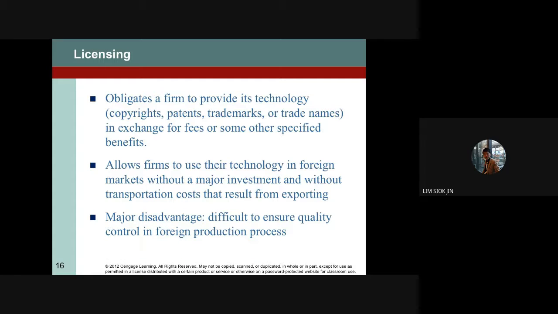All right. Another way of international business is through licensing. A company overseas provides technology to a local company in exchange for fees or some other benefits, and then they allow the company to use their technology in a foreign market without major investment, without transportation costs resulting from exporting.